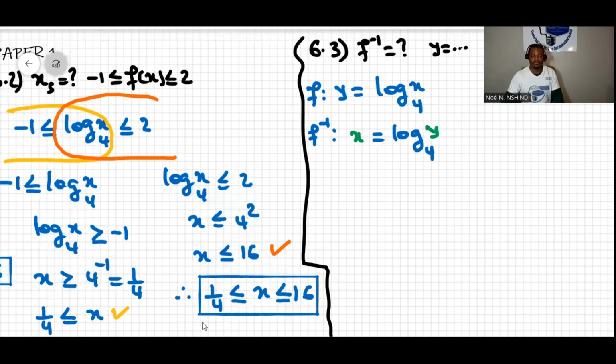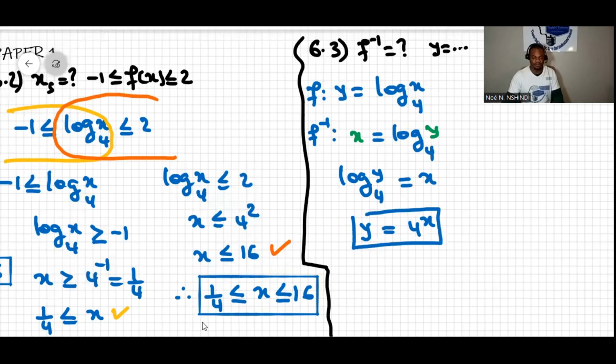Now, we're going to make y the subject of the formula. So I will reverse this because I need to keep y on the left-hand side. So log of y base 4 equal to x. And according to our property formula, that means y equal to 4 to the power of x. So this is the inverse of f in the form y equal to 4 to the power of x.